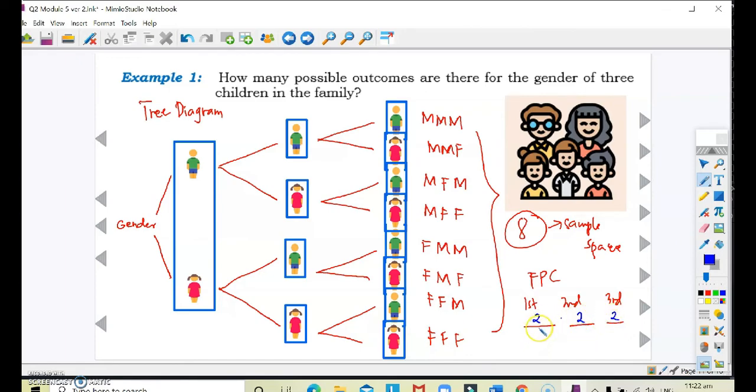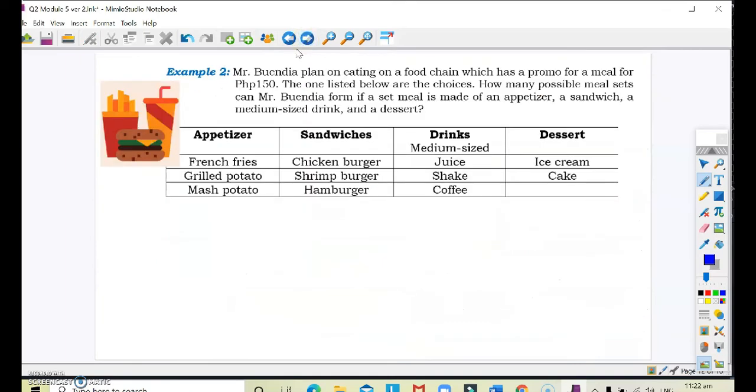That means we can actually multiply it using the fundamental principle of counting. So we have 2 times 2 times 2. That would leave us with 8. There are 8 possible outcomes in the sample space. Therefore, there are 8 possible outcomes for the gender of 3 children in the family. Actually, the fundamental principles of counting made it easier for us to solve problems such as number 2.